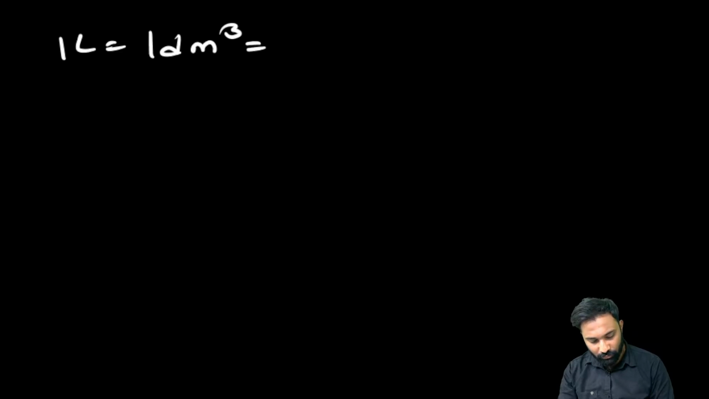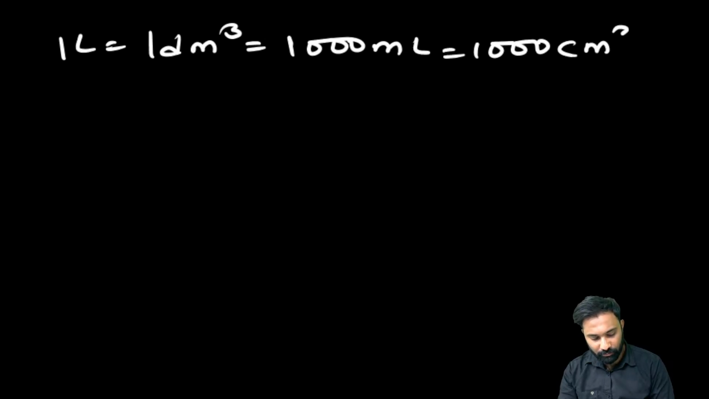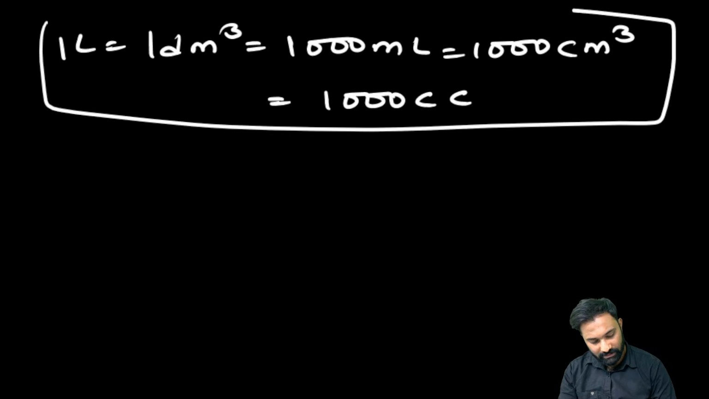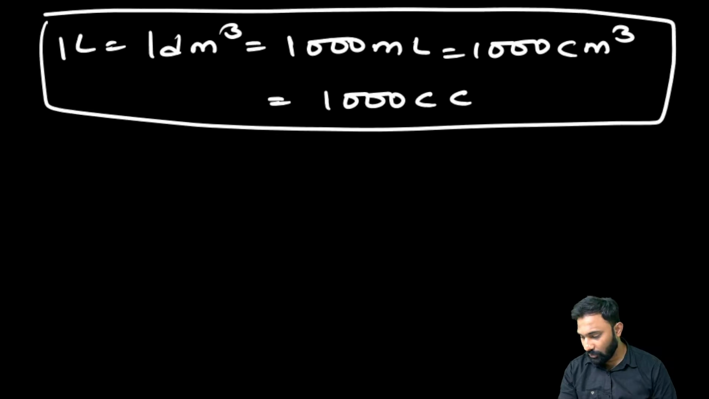1 decimeter cube will be equal to 1000 ml, equal to 1000 centimeter cube, equal to 1000 cc, right? I hope it is clear for everyone. Done? Clear? Now this is about the volume units.